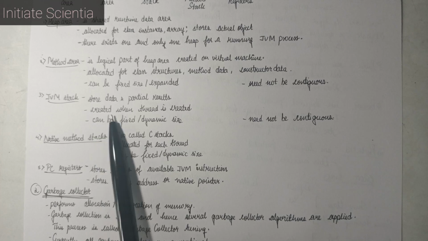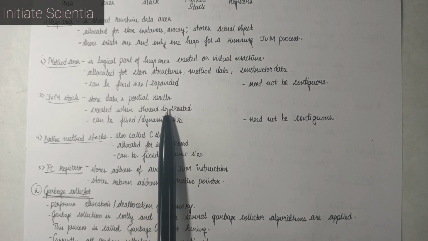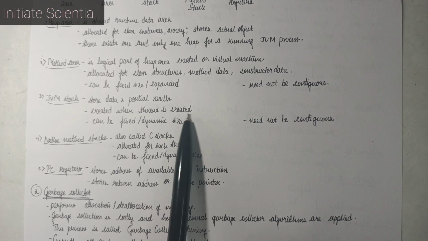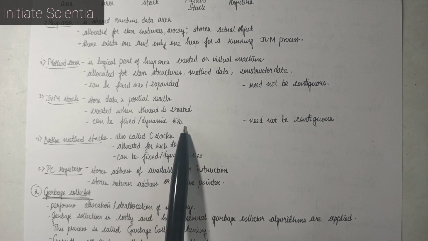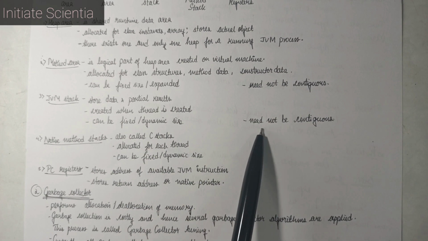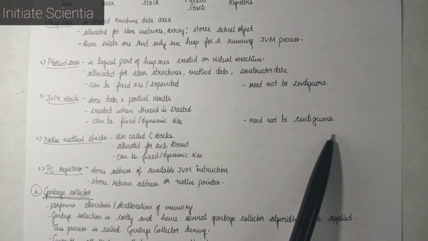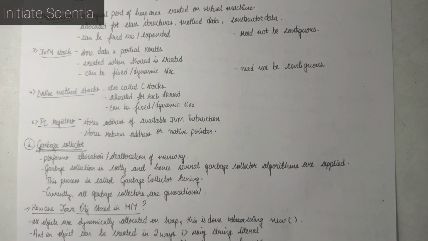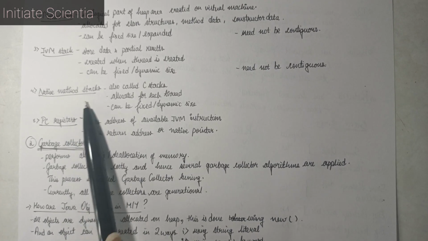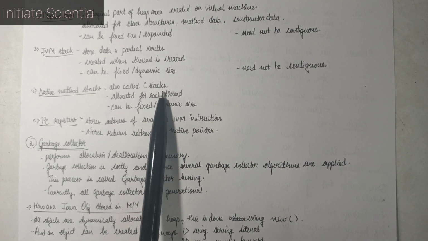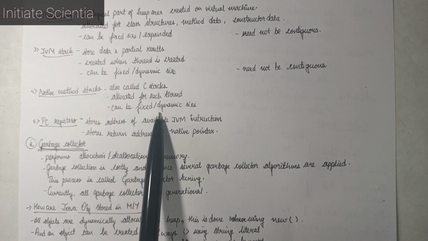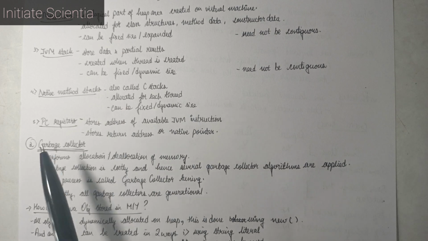JVM stack. This stores data and partial results created when the thread is created. This can be fixed or dynamic in size, and even this need not be contiguous. Native method stacks, also called C stacks, are allocated for each thread. It can be fixed or dynamic in size.